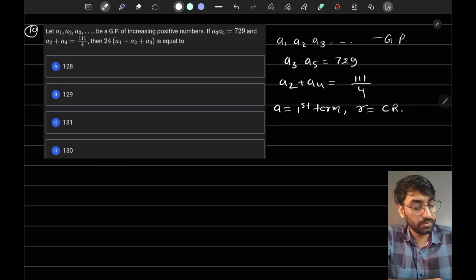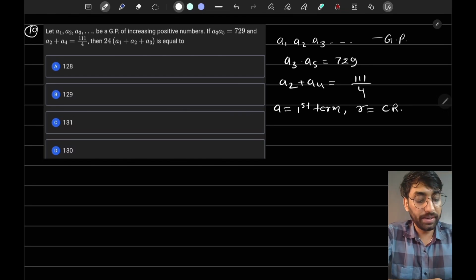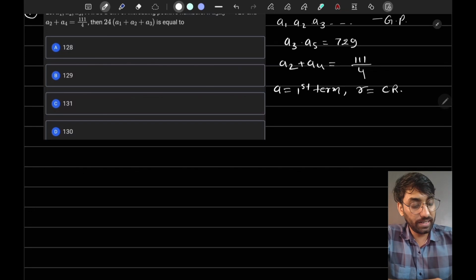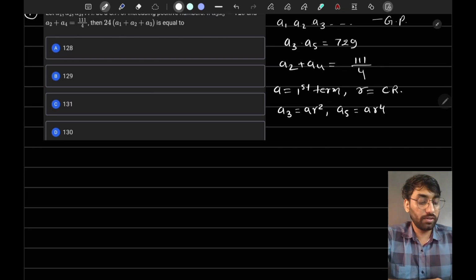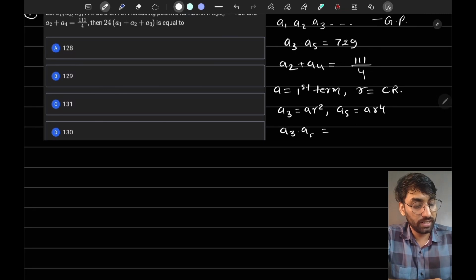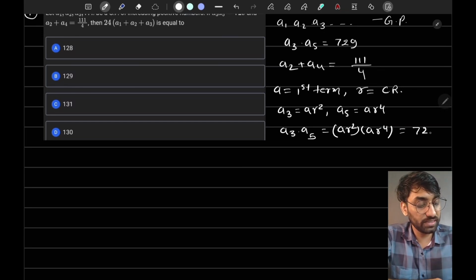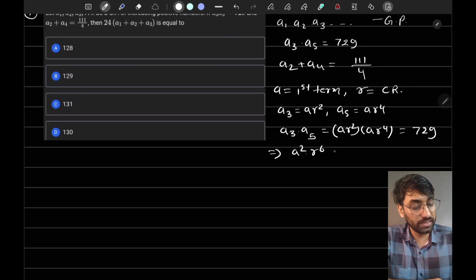Common ratio. Okay, now a I am having, r I am having, so a3 and a5 I can easily calculate. So my a3 will become what? a3 will be ar square and a5 will be ar power 4, right? So a3 into a5 will become ar square into ar power 4, correct? It means what? This value they have already given, that is nothing but 729. It means this value will become a square into r power 6 is nothing but 729. It means (a r cube) whole square equal to 729.